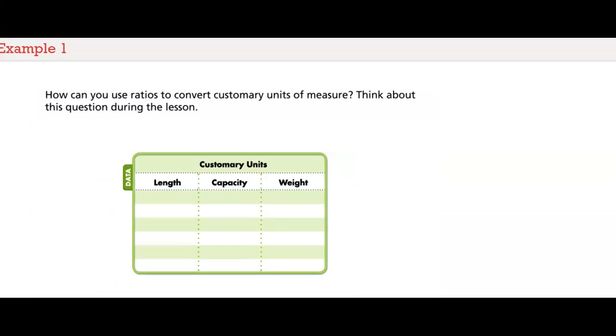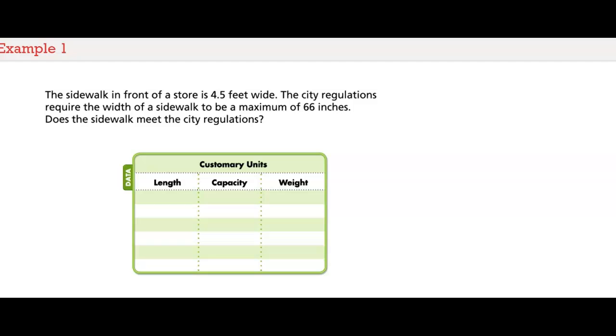Can you use ratios to convert customary units of measure? Think about this question during the lesson. The sidewalk in front of a store is 4 5/10 feet wide. The city regulations require the width of a sidewalk to be a maximum of 66 inches. Does the sidewalk meet the city regulations?